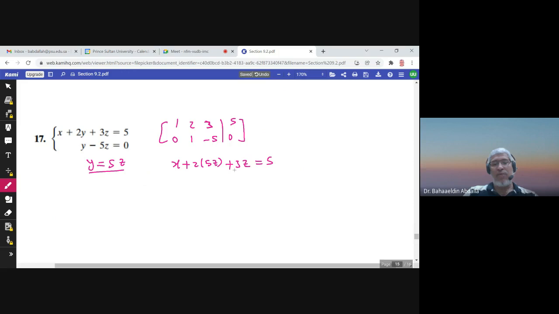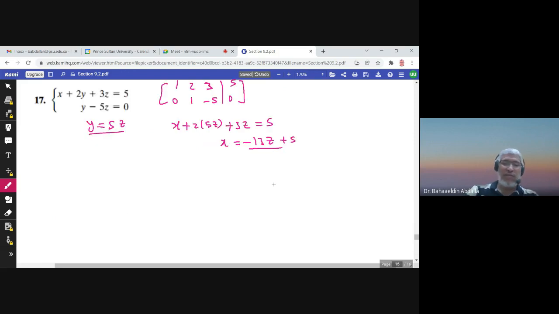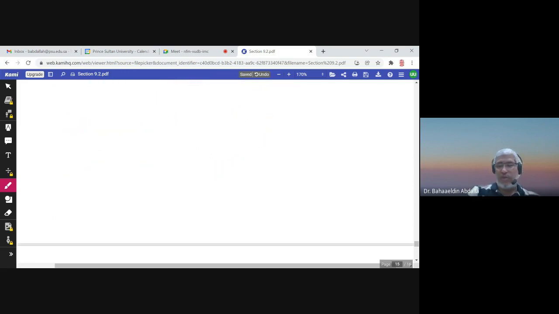And 10z plus 3z is 13. And when you take it to the other side, it's negative 13. So the solution would be negative 13z plus 5. Or if you want, you can take z t and write it negative 13t plus 5. And y is 5t, and z is t, and t is any real number. So this was an easy question.